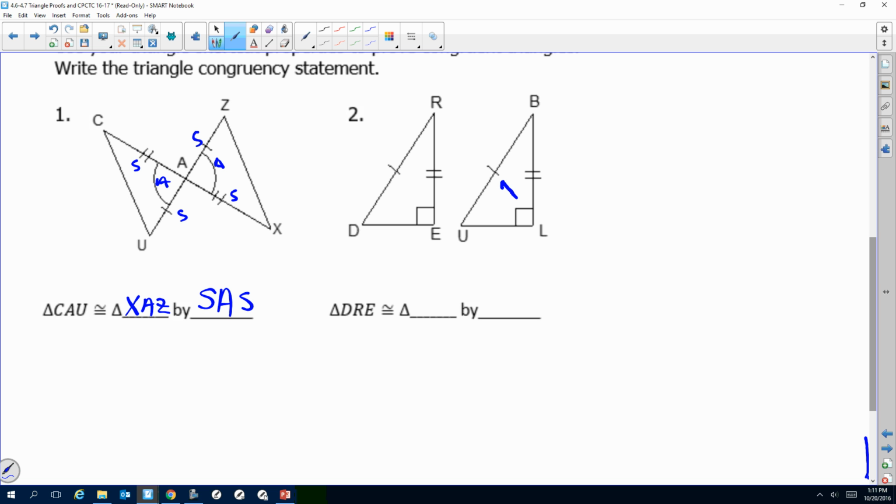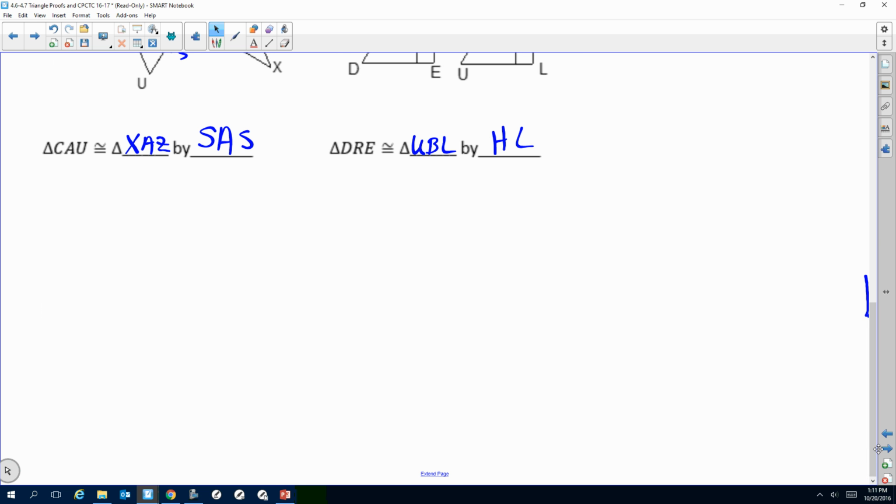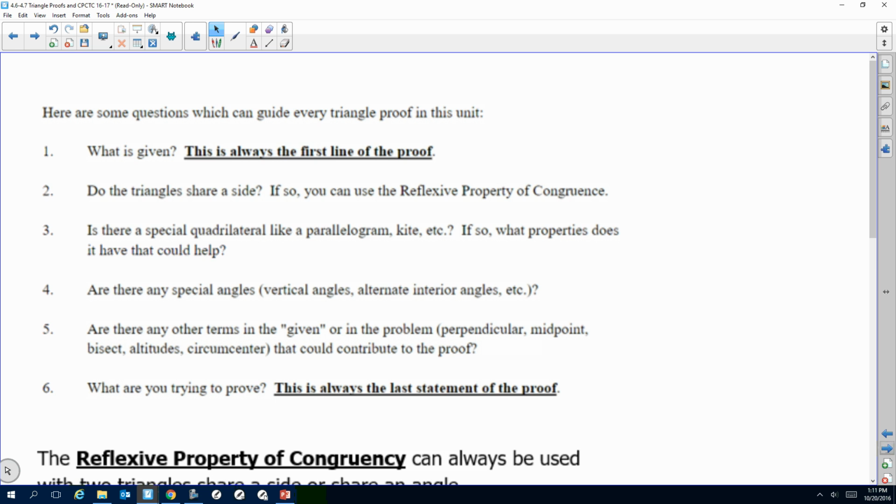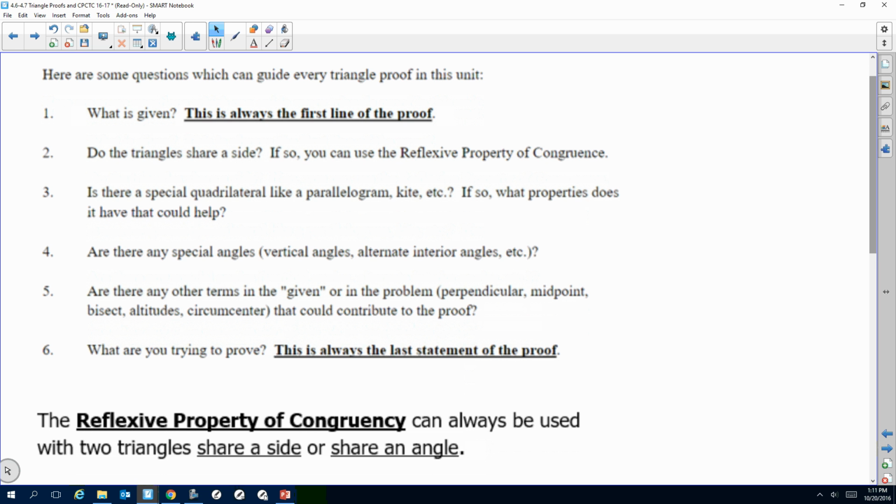All right, now on number 2, we've got right triangles. Yeah, we have a look opposite the right angle. There's the hypotenuse that is marked with a tick mark. We have a leg that's marked with another tick mark, HL. So triangle DRE, Dre, is congruent to triangle UBL. I should have made that beats. All right. We're okay on that part. All right, so what we're going to get into is proofs. There's ways we do that, and we've already kind of started on those.